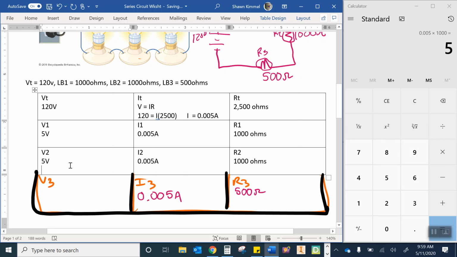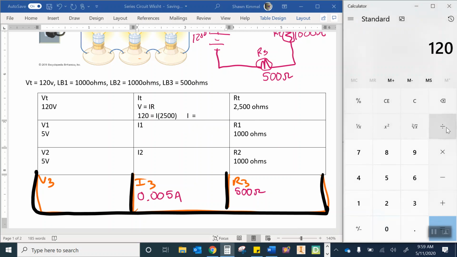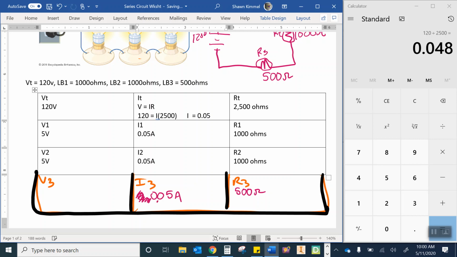Let's go back here. I'm going to go back and check to see what we got. I think my current's off. Some of you probably caught it. Maybe I put wrong numbers in. Let's try again. 120 divided by 2,500. It should be 0.05. I had too many zeros in there. Yep, you can see it right here. So, come here. Let's just scribble that off and put the decimal point there.